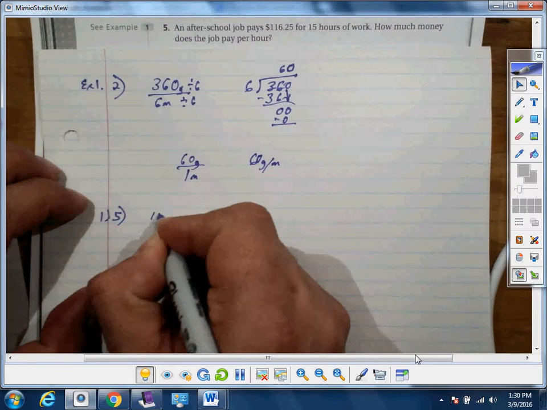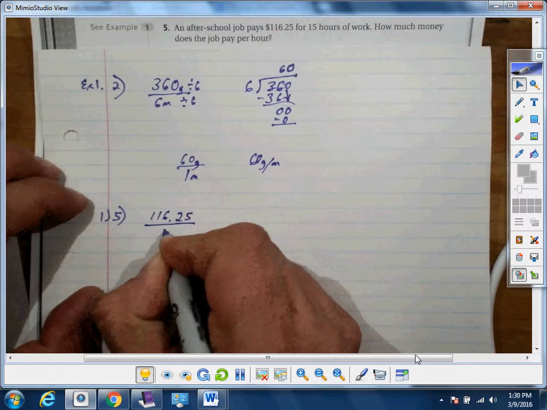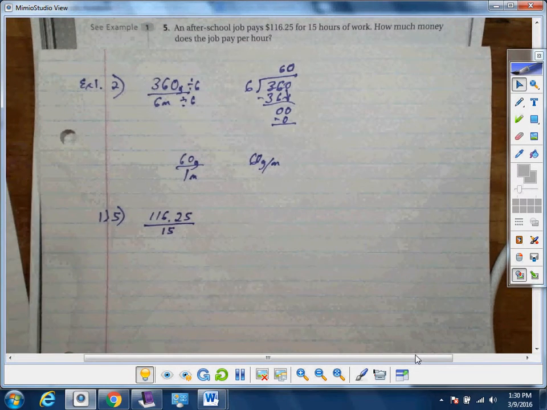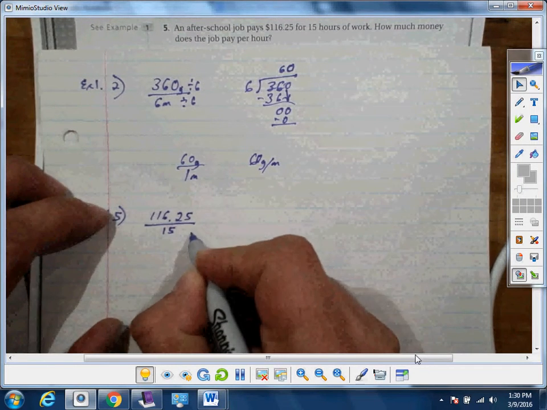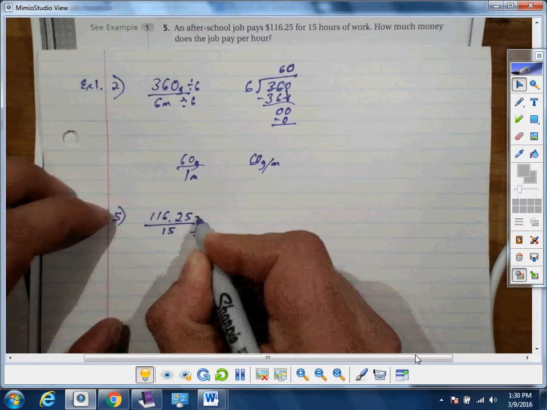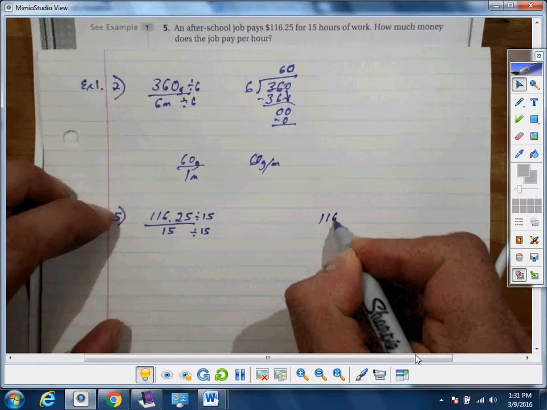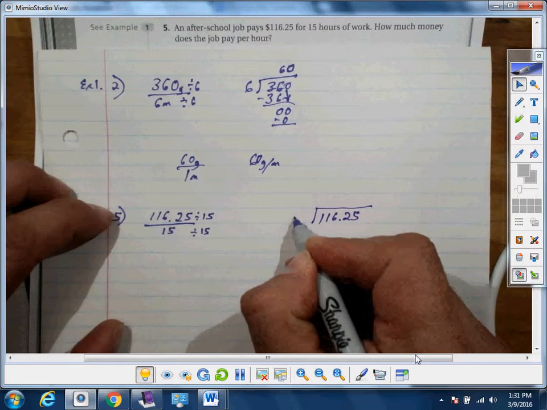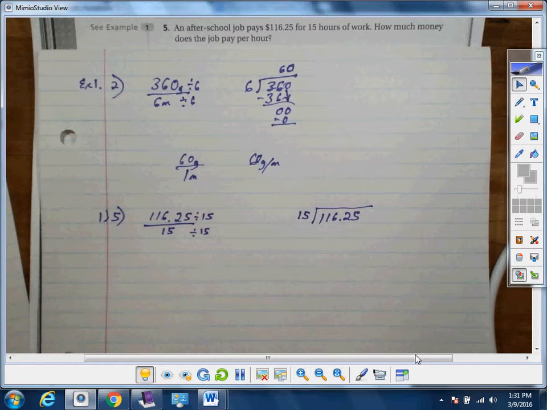So we have $116.25 over 15 hours. So now what we want to do is find out what they're going to pay in 1 hour. So once again, two ways of doing this. You can either put the division by 15 on the top and bottom like that, or you can take the 116.25, put it inside your division symbol, and put the 15 on the outside. So now we say 116.25 divided by 15.